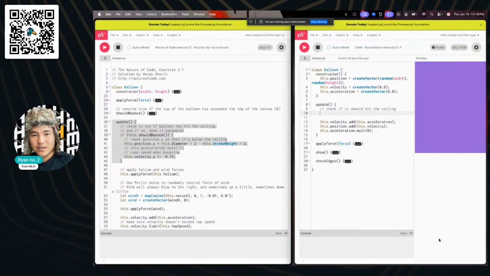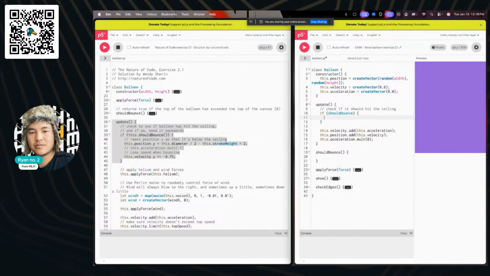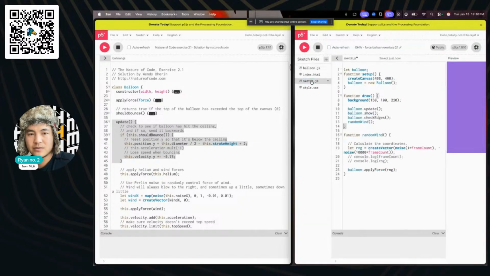Okay, so let's go ahead and continue doing that. Let's add in a function that's called should bounce. This is the thing that is going to return some sort of a true statement. Okay, let's also extract out the random wind over here.